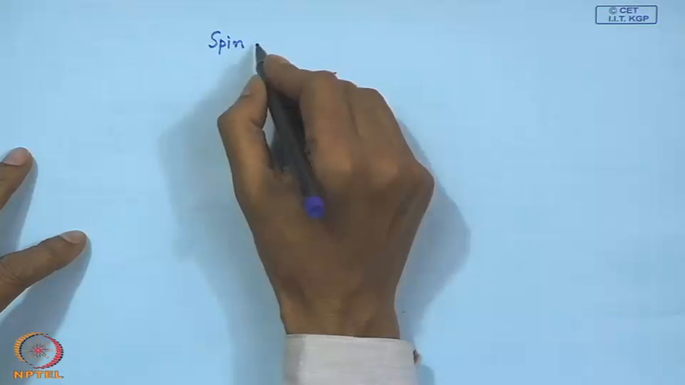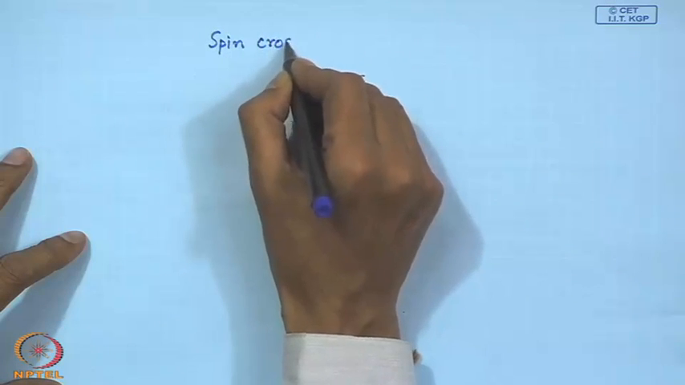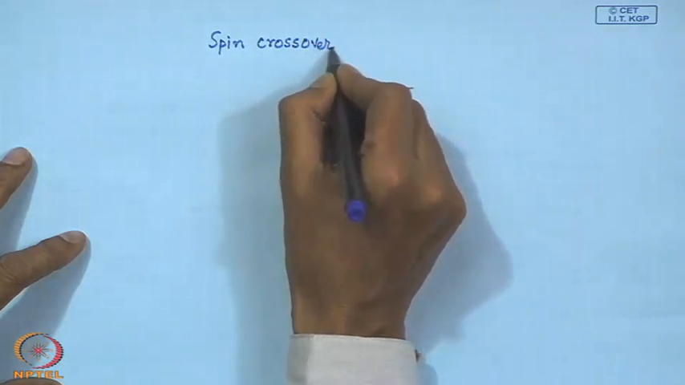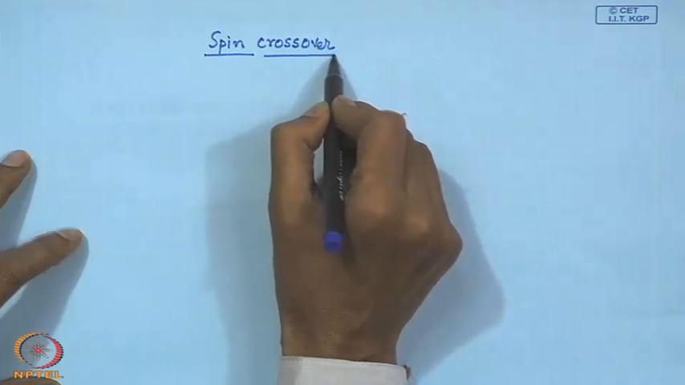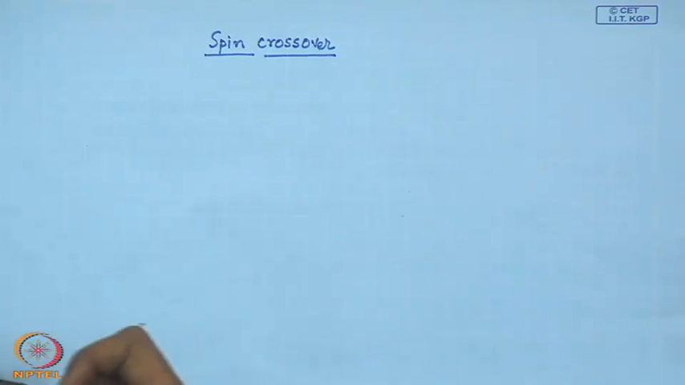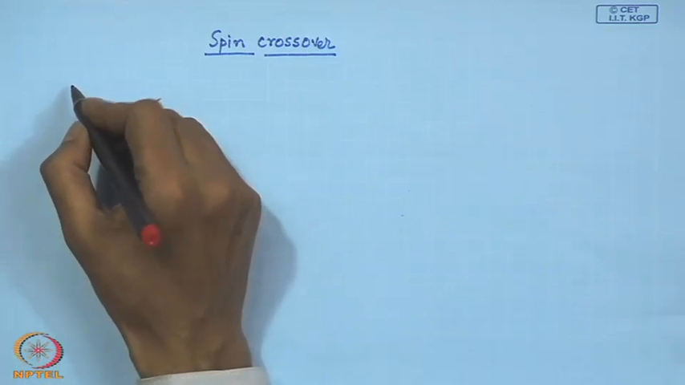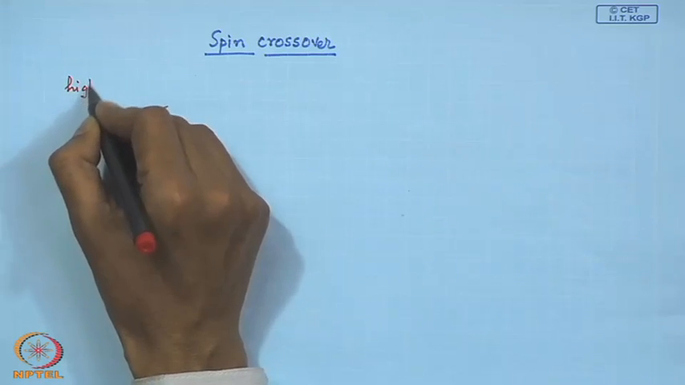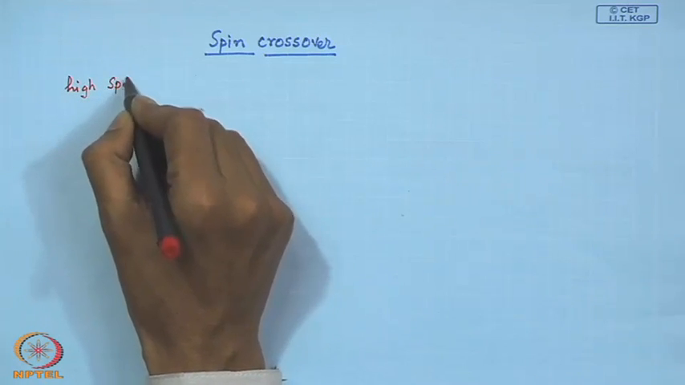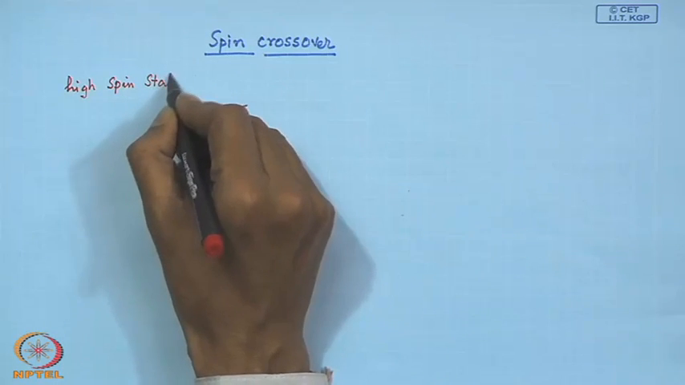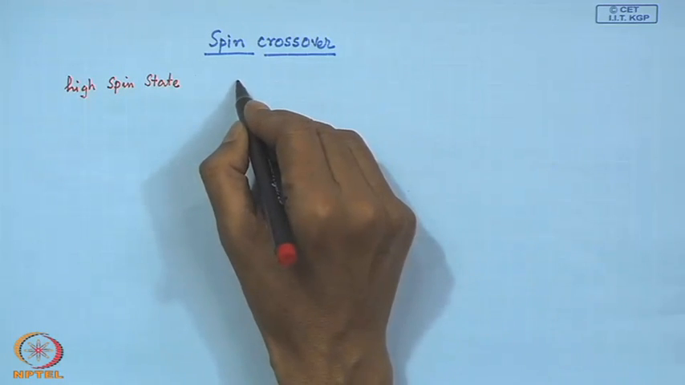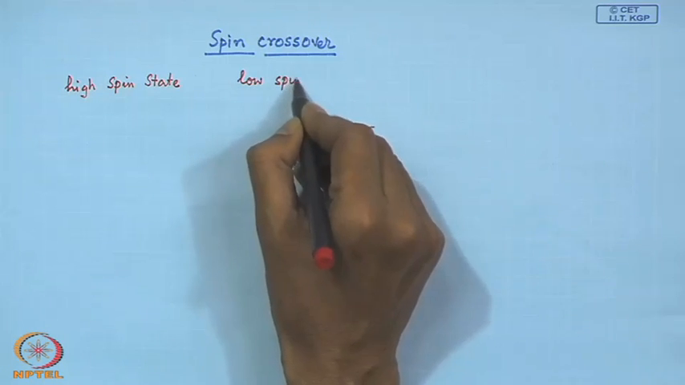Good evening. So, today we will talk about the spin crossover, but we have started our discussion also. So, we have seen that crystal field theory predicts that some of the complexes can be in the high spin state and some more are in low spin state.